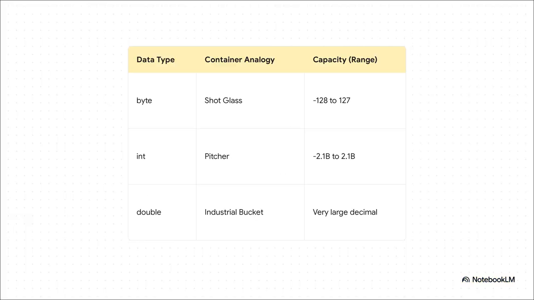Okay, check this out. This table really makes that whole container idea click. A byte, think of it as a little shot glass. It can only hold a number between -128 and +127. An int, which is probably the one you use the most, that's like a solid pitcher. It can hold values all the way up to about 2.1 billion. And then you've got the double. That's our industrial-sized bucket made for massive numbers, and this is key for decimals.